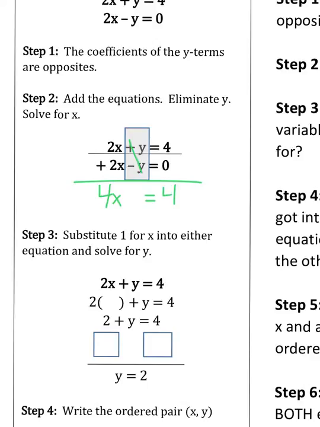This is a one-step equation. You're going to solve this one through division. Divide both sides by 4. And I get x equals 1, because these cancel out, and 4 divided by 4 equals 1.